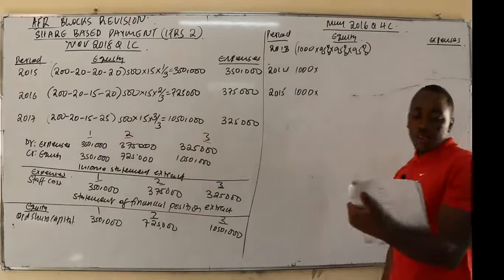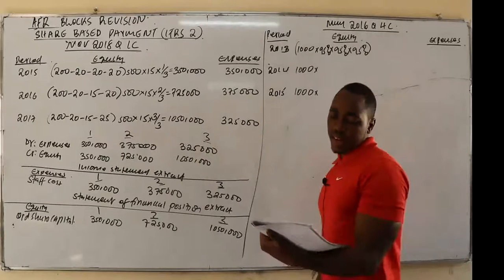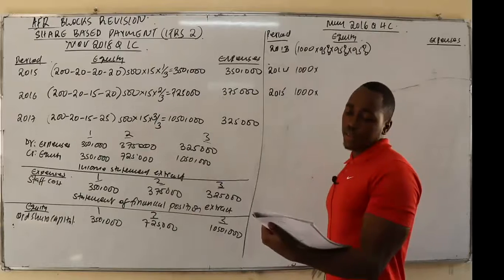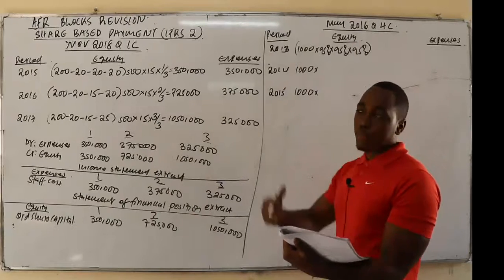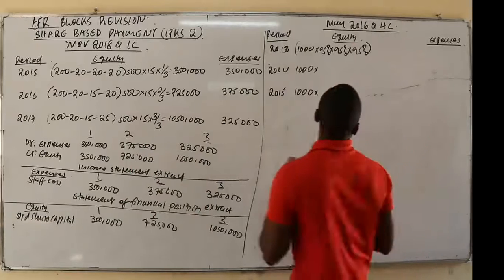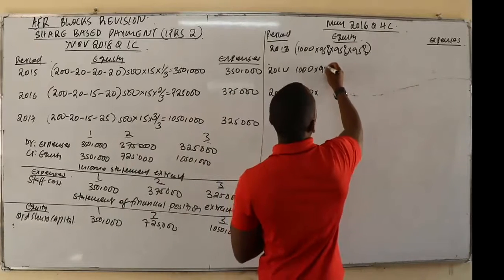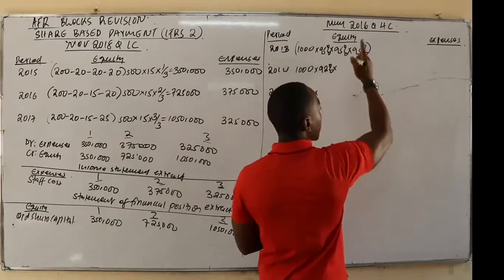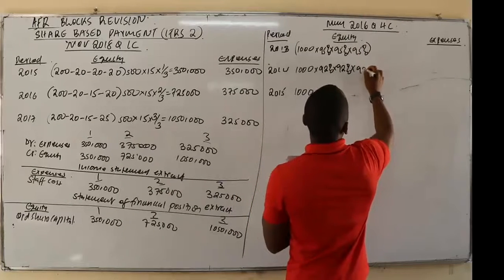But let's go to additional information number 1. In the financial statement for the year ended 1st December 2014, the company revised its estimate of employee turnover to 8% per annum. If it's 8%, 100 minus 8, you get 92. So it's 92% for each of the 3 years.